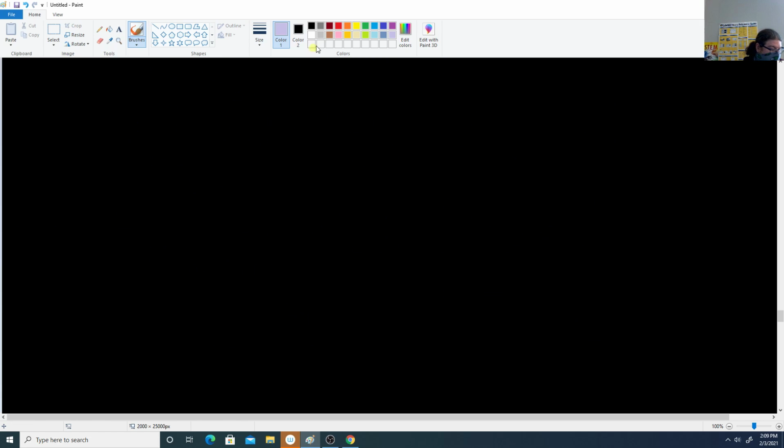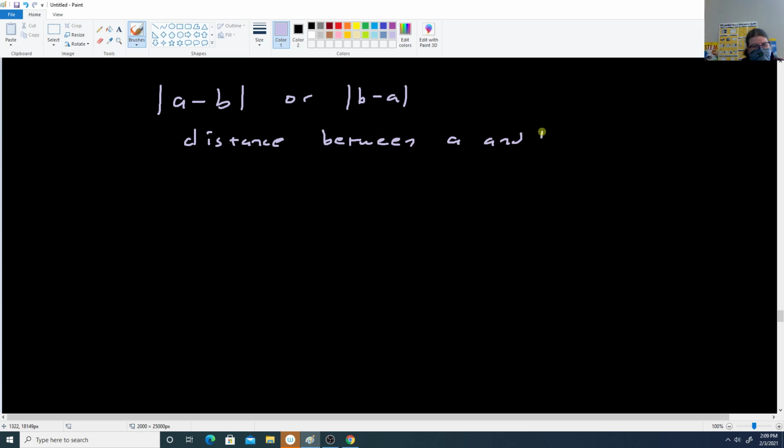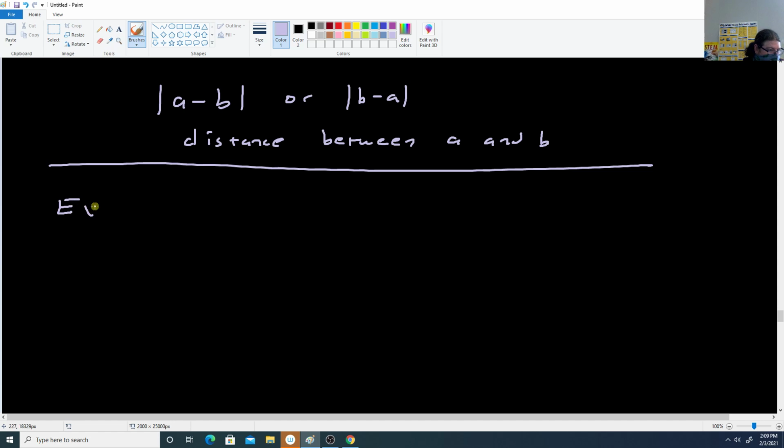Okay, next statement. We're going to say absolute value of a minus b, or you could write it as absolute value of b minus a. Both of these represent the distance between the 2 points. So that represents the distance between a and b. So for our example here, we want to write each statement using absolute value inequality.